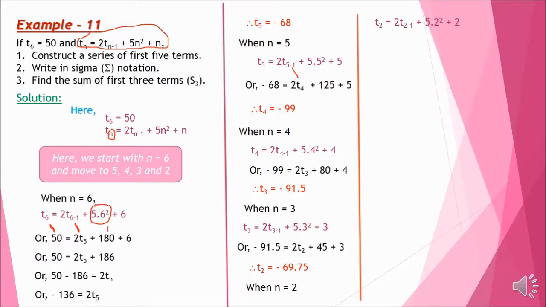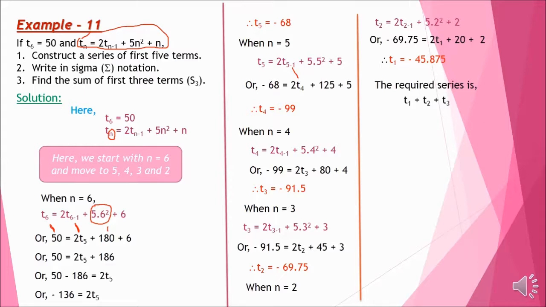Now we have to construct the series. The series will be the required series. We have the first term, second term, third term, fourth and fifth term. So we can easily construct the series as t1 plus t2 plus t3 plus t4 plus t5. Now the series will be, you can see, minus 45.875 minus 69.75 minus 91.5. Now these are operators. Negative sign is an operator. If the terms are connected with an operator, then it is a series.